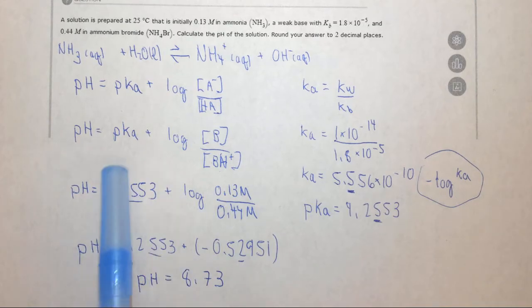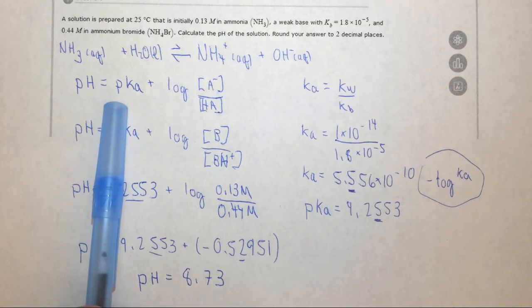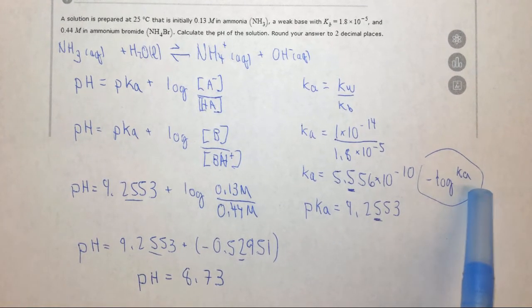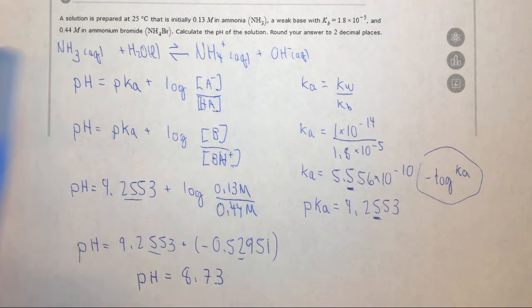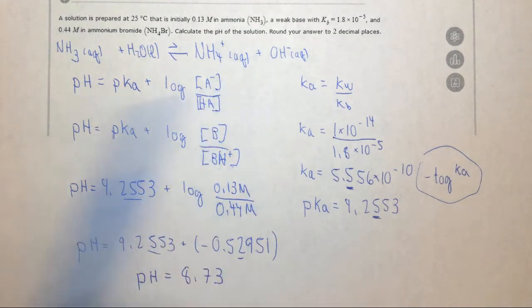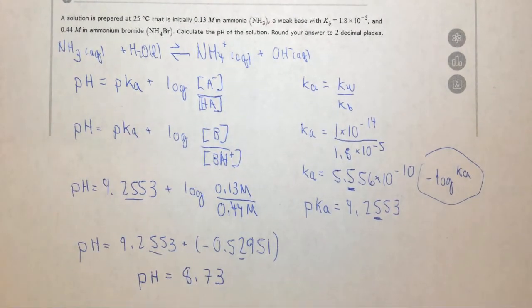Again, if you have an acid and you're given the Ka, you can simply find the pKa by taking the negative log of the Ka, use your concentration of A minus, which will be over here, and your concentration of HA, which will be over here. Note that these are bases, so that's where they would be, but those are actually bases and not acids. So that's basically how it works.